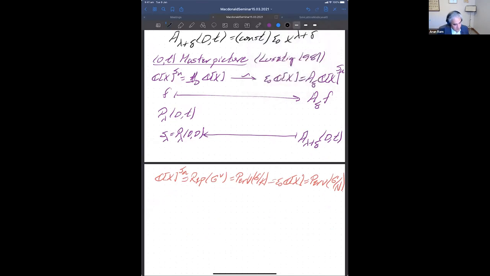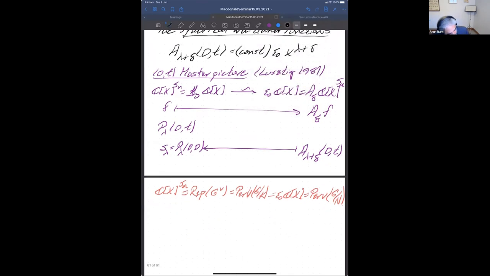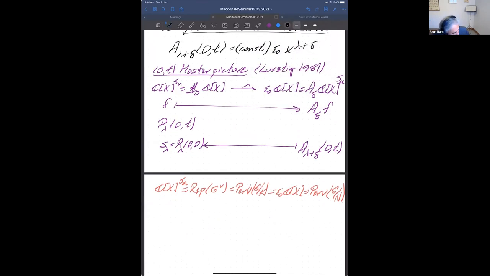All right, but from our point of view, let's go back to just combinatorics. This is the definition of the Kostka-Foulkes polynomials.